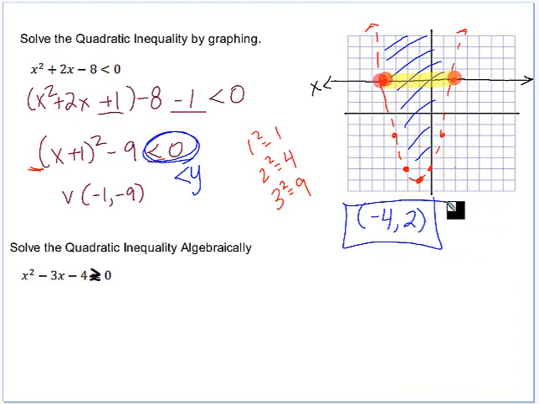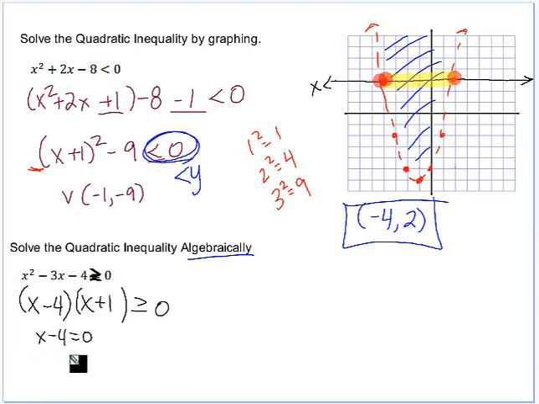And then last but not least here, we can solve the quadratic inequality algebraically. This involves us factoring. So if we have x squared minus 3x minus 4 is greater than or equal to 0, we need to factor this. We can do x minus 4 and x plus 1. If x minus 4 is 0, that gives us a solution of 4. If x plus 1 is 0, that gives a solution of negative 1.